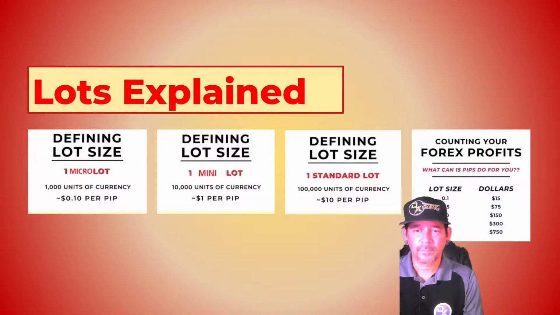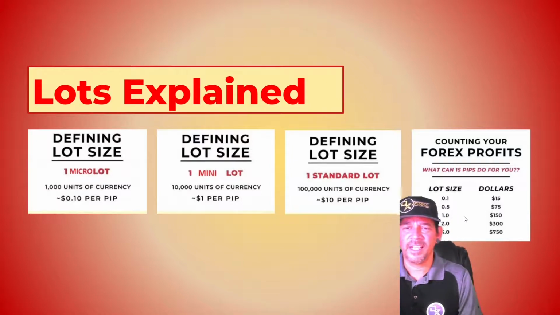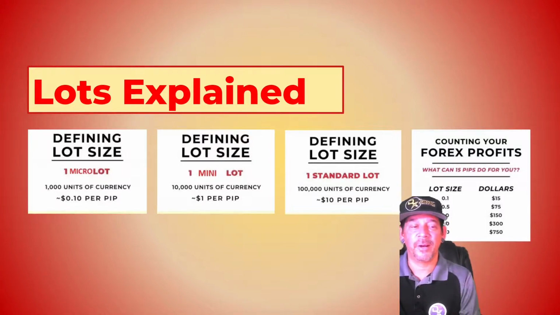But I do want you to see what happens when we catch 15 pips of movement in the market. If we were to place a 1.0 on one trade and we saw 15 pips of movement, that would be $150 profit that we would make. If we placed a mini lot, a 0.10, we would make $15 for 15 pips of movement.